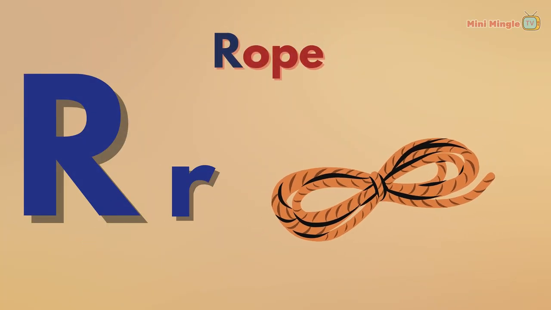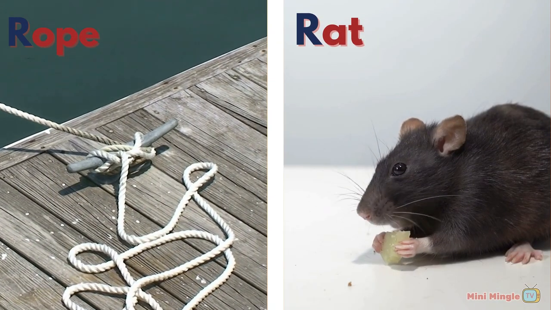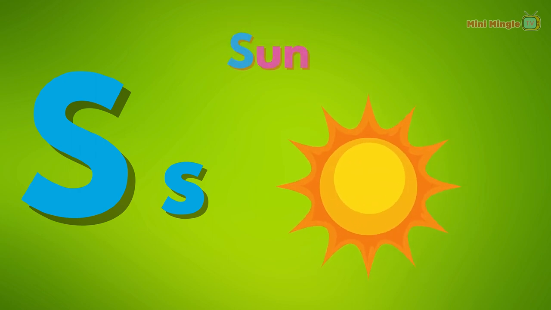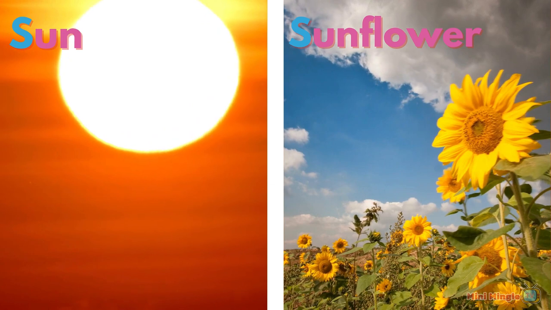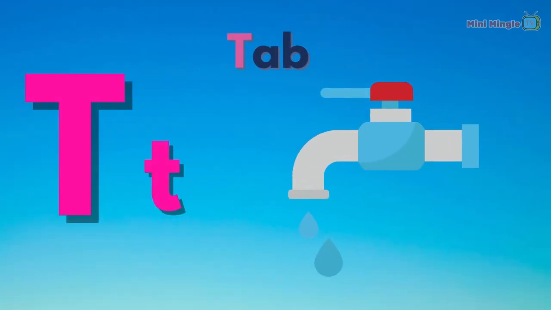R for rope. R for rat. Rope and rat. S for sun. S for sunflower. Sun and sunflower.